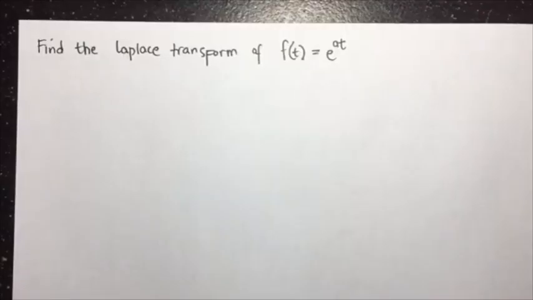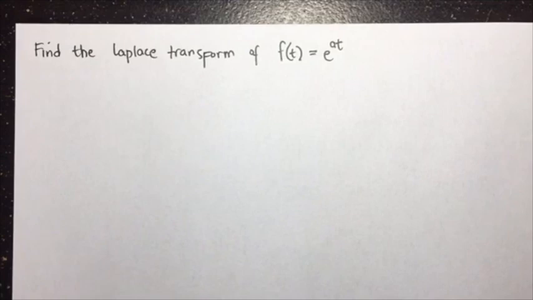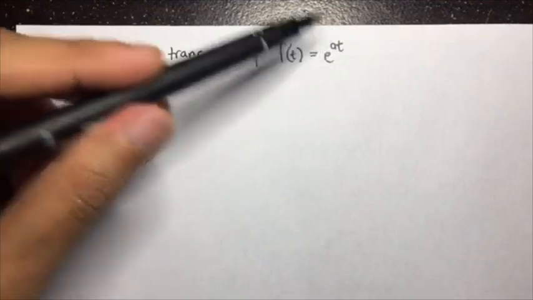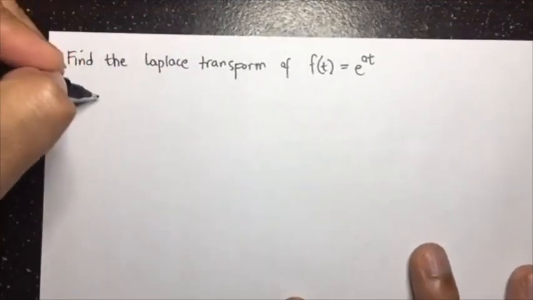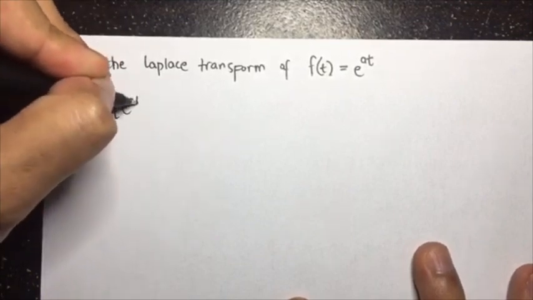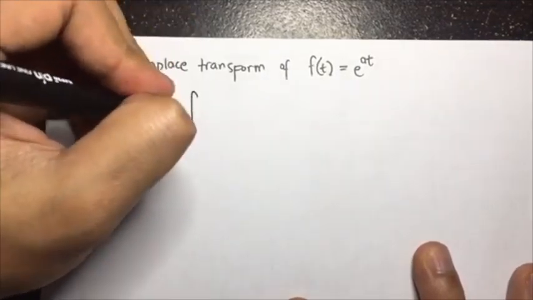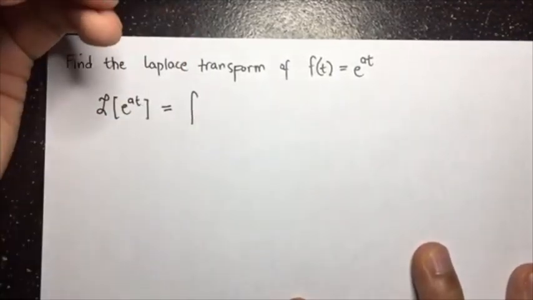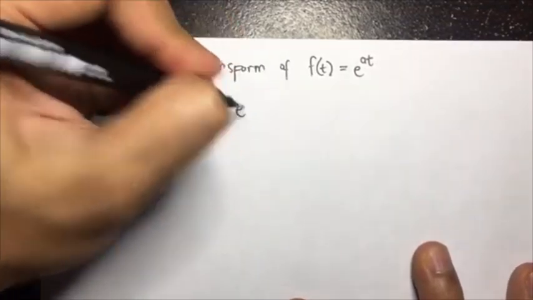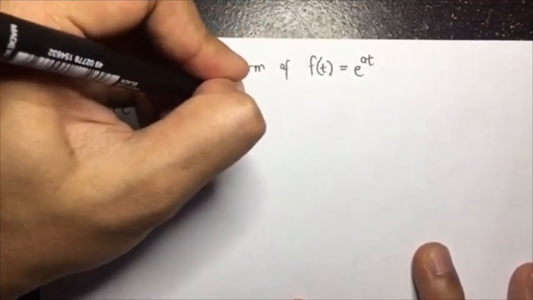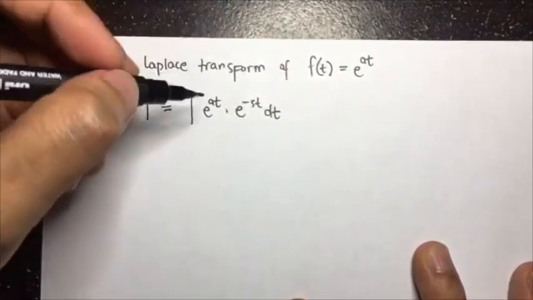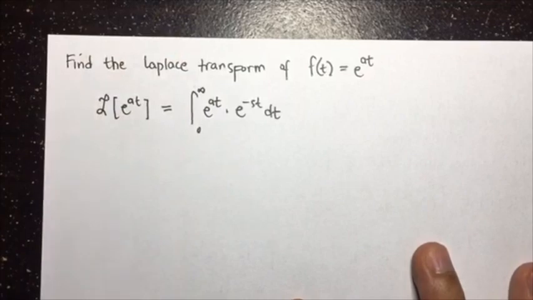For our next example, find the Laplace transform of f of t equals e raised to at, where a here is a constant. Again, using the definition of the Laplace transform, the Laplace transform of e raised to at is equal to the integral of e raised to at, the f of t, times e raised to negative st dt, from 0 to infinity.